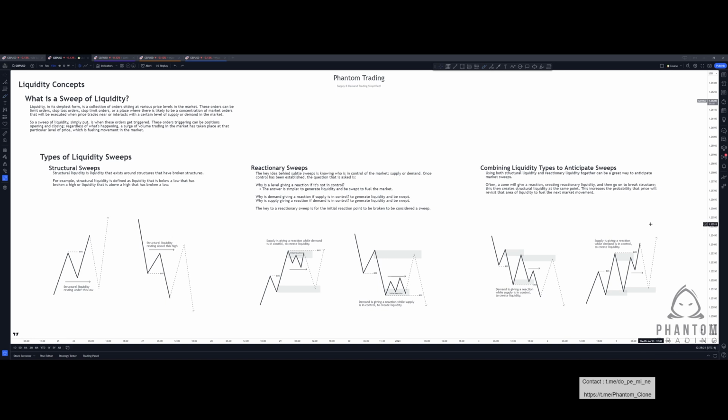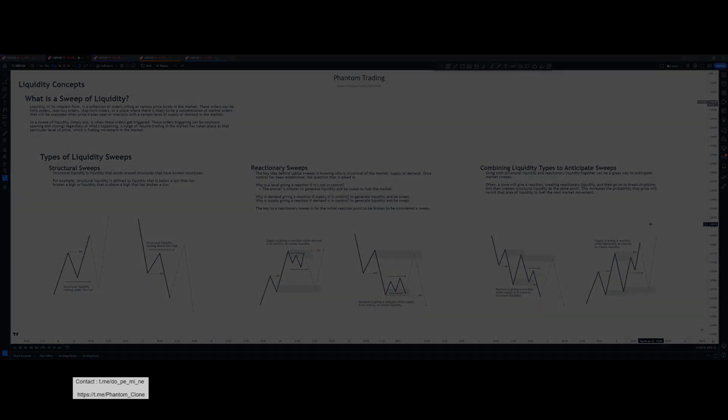Understanding the different types of liquidity sweeps in the market will allow us to better understand internal and external range liquidity and identify points that have a high probability of being swept so you don't get caught on the wrong side of the market.